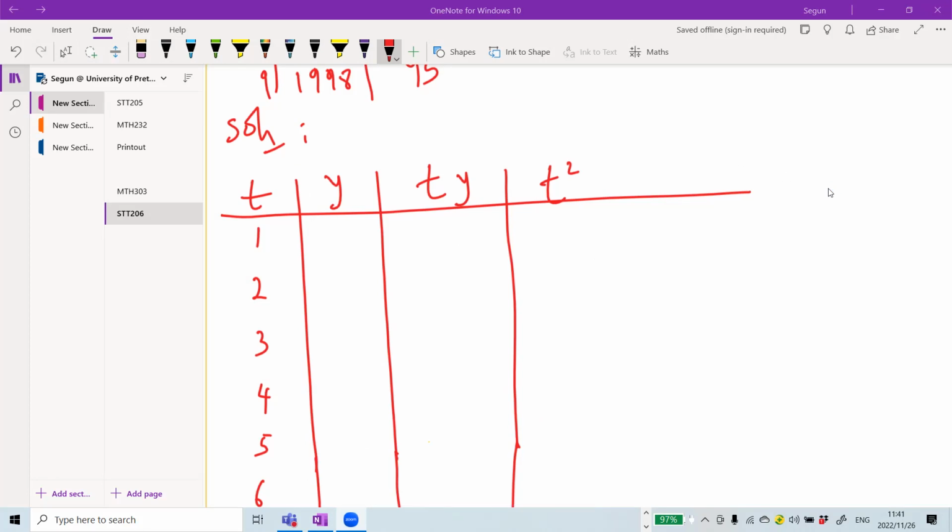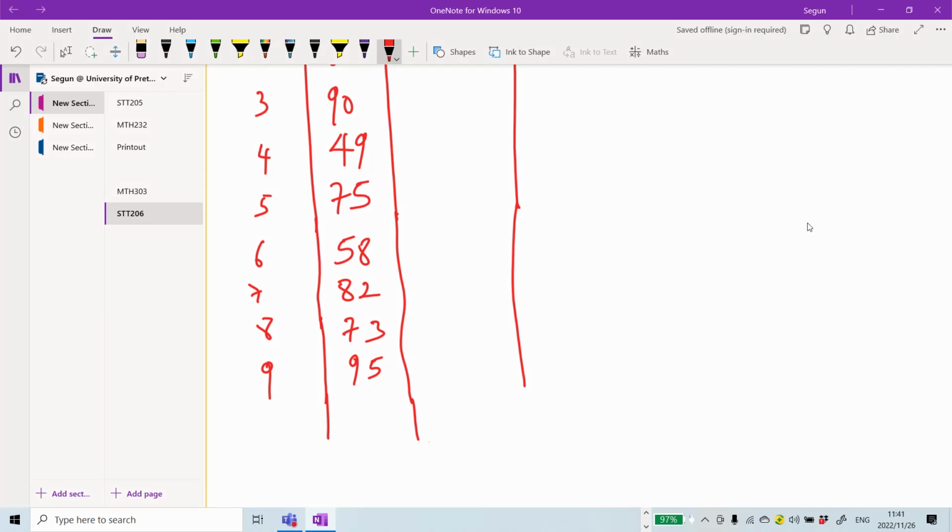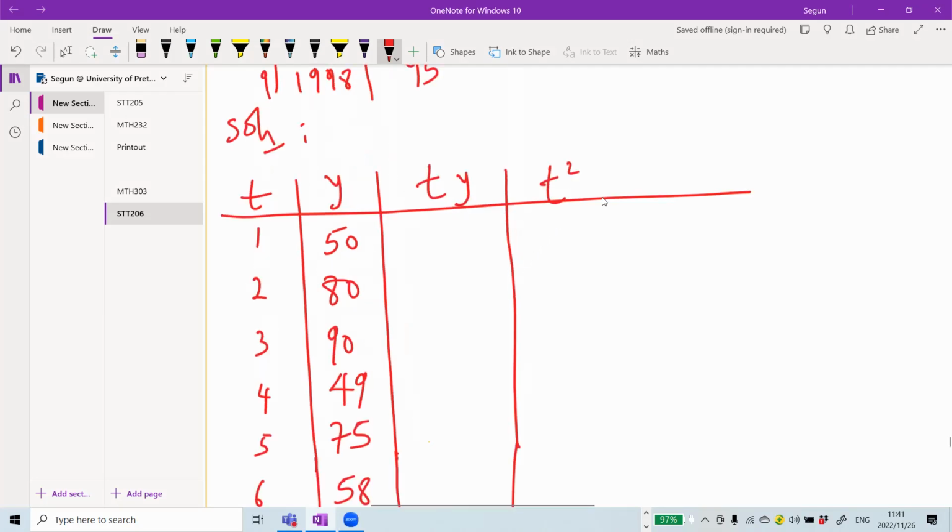So how do we analyze it? Now let's substitute the Y. Our Y is 50, 80, 90. Remember, you have it up. It's the same Y I'm transferring here: 49, 75, 75, 58, 58, 82, 73, 95. So everybody, let's calculate it now. Some people should do TY for us, while some people should do T squared.